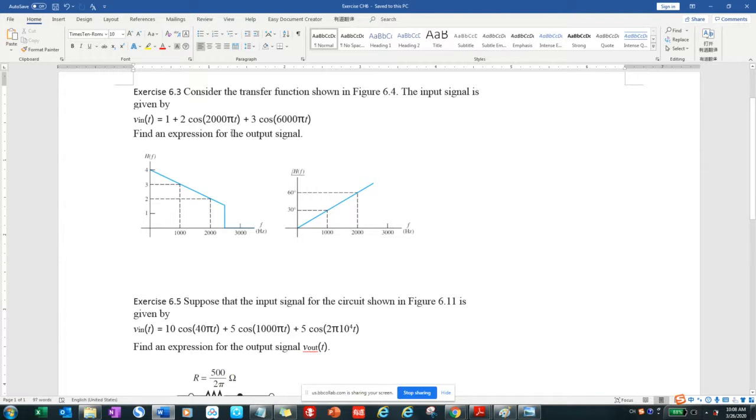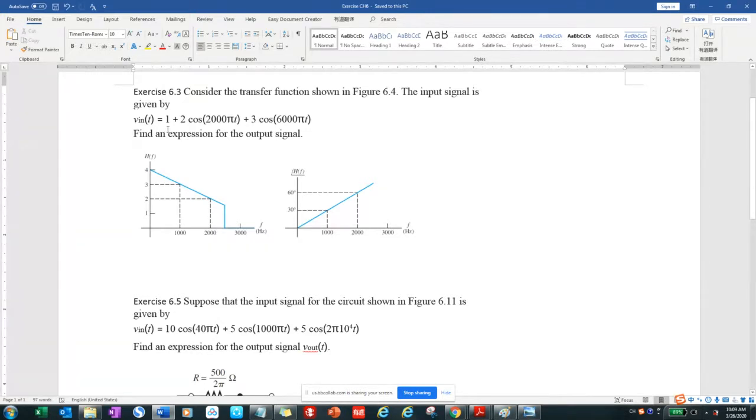So we are going to determine them one by one. The first one is 1, so you know that the frequency is 0. So you look at the transfer function for frequency equal to 0. As this frequency equal to 0 is at the origin point, you can see that the magnitude equals 4 and the phase angle equals 0. So the transfer function is 4, 0. The magnitude is 4, the phase angle is 0.